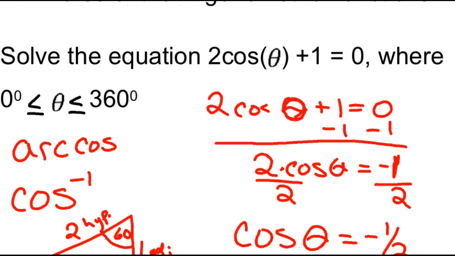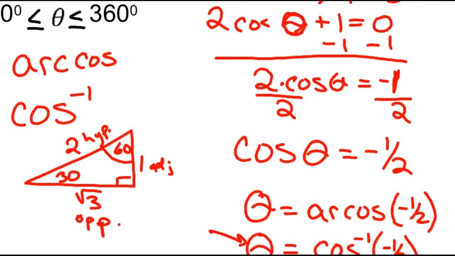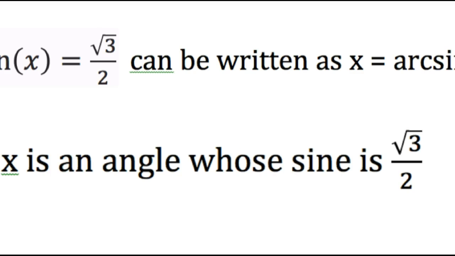So if you took, and make sure your calculator's in degrees, but if you did 2 times cosine of 120 plus 1, that will be 0. And 2 times cosine of 240 plus 1 would also be 0. So that's kind of a quick, trying to explain all parts of it. But let's look at another example.